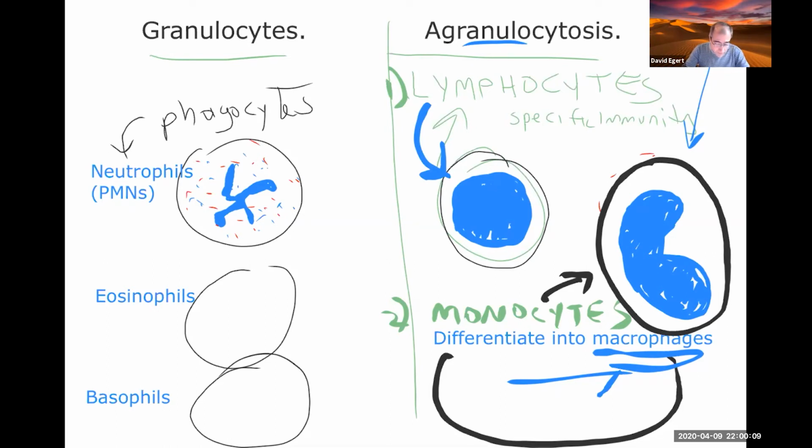So eosinophils and basophils both have a nucleus that looks kind of like, they call it bilobed.